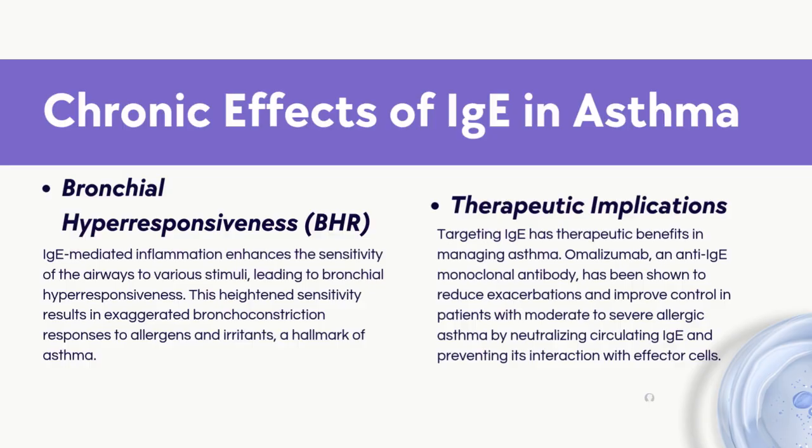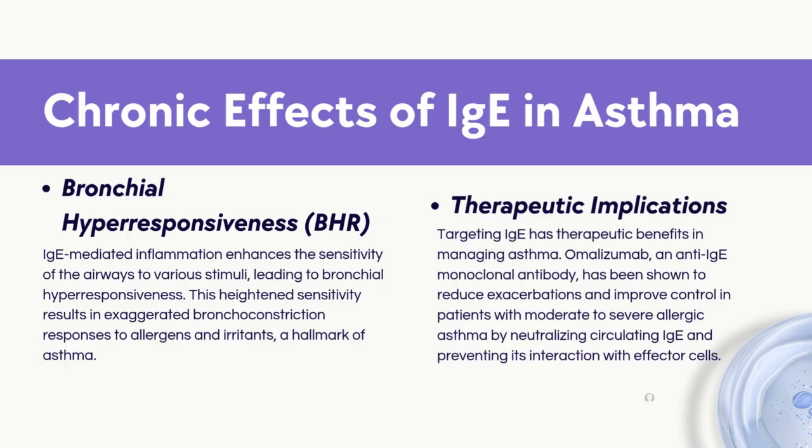Now that we have discussed the two previous points of the chronic effects of IgE in asthma, let me discuss and explain to you regarding the last 2 points. The third one would be bronchial hyperresponsiveness, BHR. IgE-mediated inflammation enhances the sensitivity of the airways to various stimuli, leading to bronchial hyperresponsiveness. This increased sensitivity results in exaggerated bronchoconstriction responses to allergens and irritants, a hallmark of asthma.